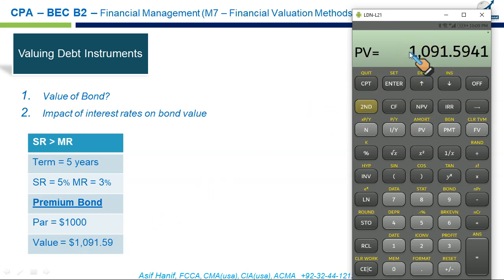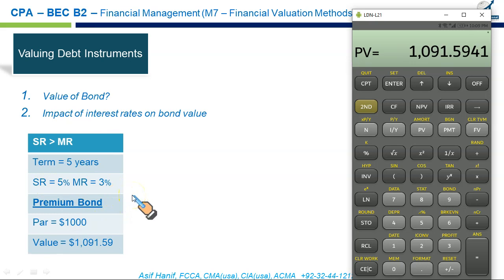So if you're going to pay $50 every year, you will pay $1,000 at the end of the bond's maturity, negative 50, negative 1,000. So what you will receive is 1,091. Since your rate is more than the market rate, your bond sells at a premium. This 91.59 is the premium on bond issue, right? So remember, when your offered rate is more than the market rate, the bond sells at a premium.